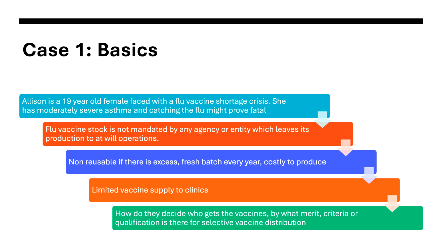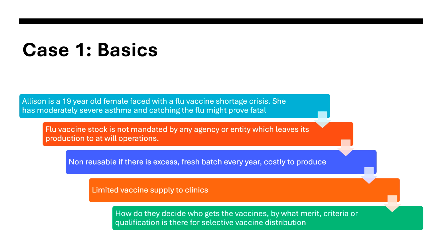In this case, there was a shortage due to the flu vaccine production not being mandated by any agency or entity, which leaves its production to at-will operations by various companies. This year there was a shortage of the vaccine due to one of the companies having a bacterial infection in their batch, which makes it unsafe to put out.